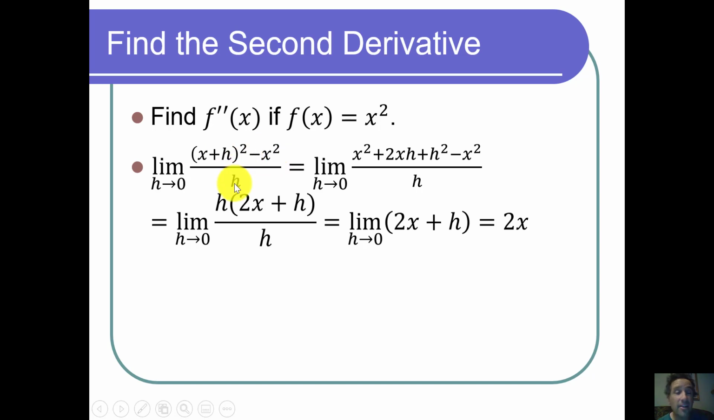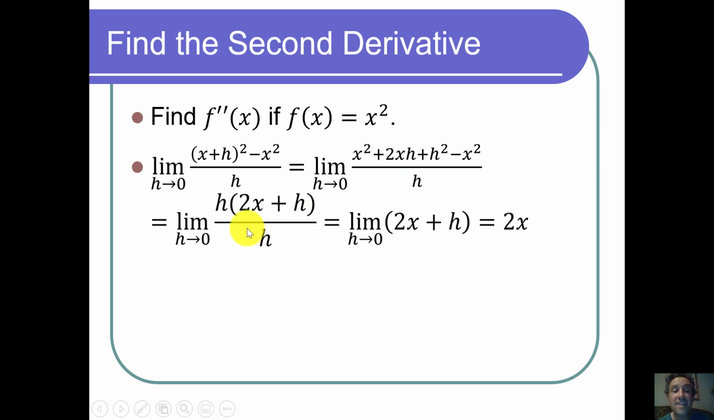And now it's time to do the hard part, which is algebra. So let's do some algebra. So x plus h quantity squared is x squared plus 2xh plus h squared. And then we still have minus x squared. Well, the x squared minus x squared cancel. And I have a 2xh plus h squared. I can factor out the h. So I get an h times 2x, and then plus h times h. So that's why I have a 2x plus h factored out. And then still all over h.